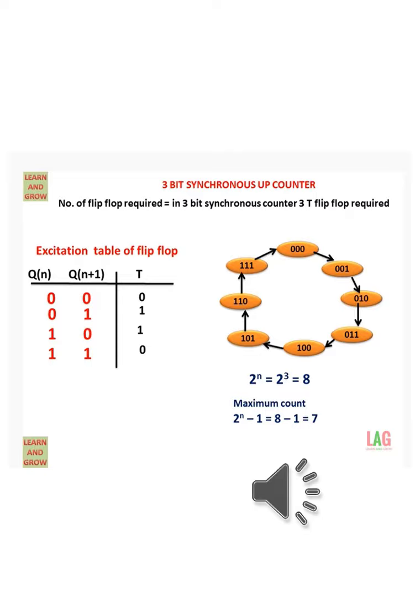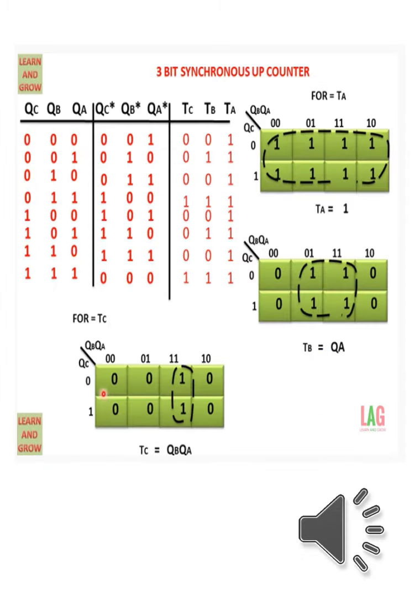0, 0, 0; 0, 1, 1; 1, 0, 1; 1, 1, 0. I think we have explained this in the flip-flop topic, where we explained the excitation table. Now we are going to see the circuit excitation table.